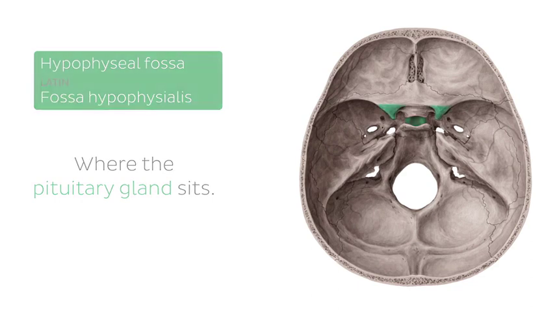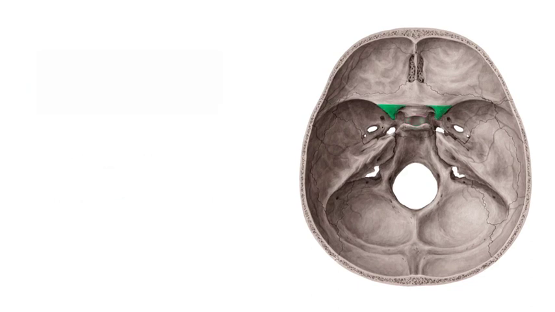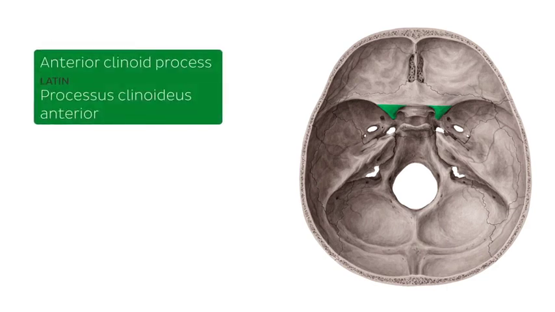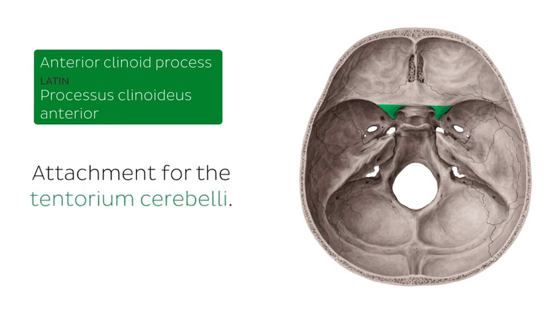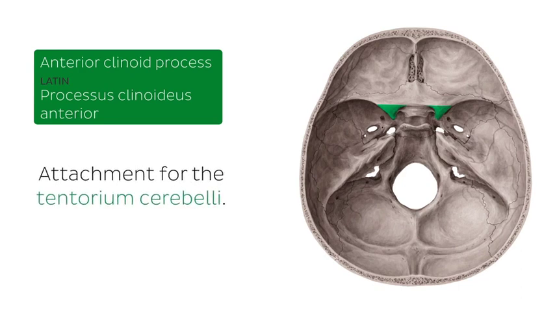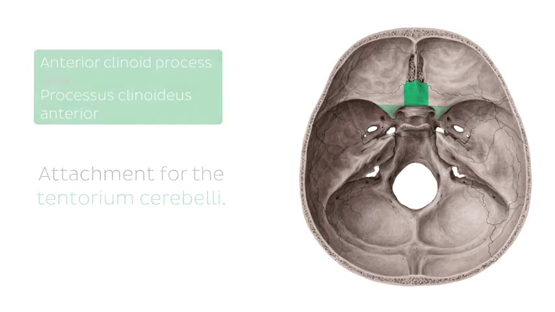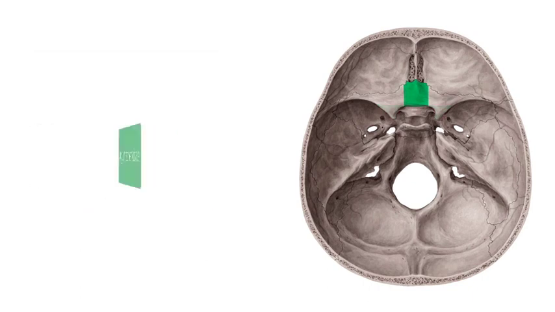We're going to move on to another set of two structures known as the anterior clinoid processes. The anterior clinoid processes are formed by the lesser wing of the sphenoid bone, and these processes provide attachment for the tentorium cerebelli.